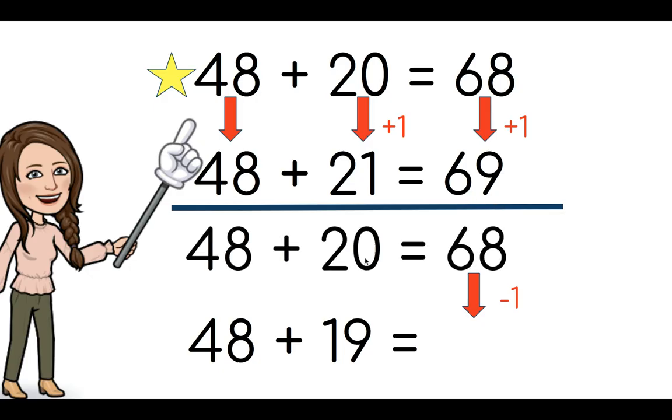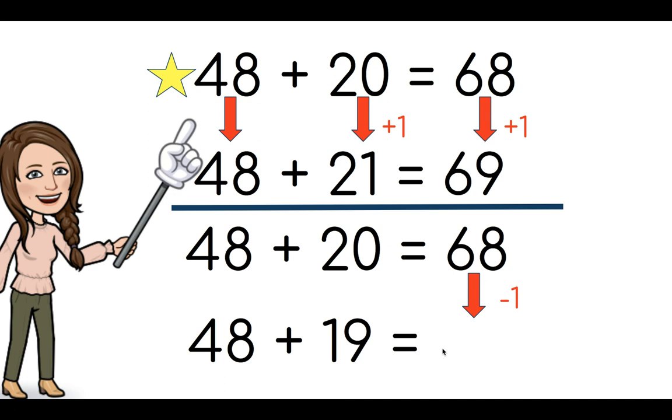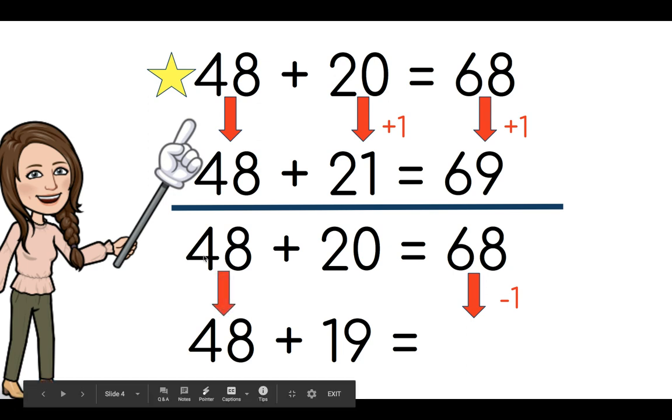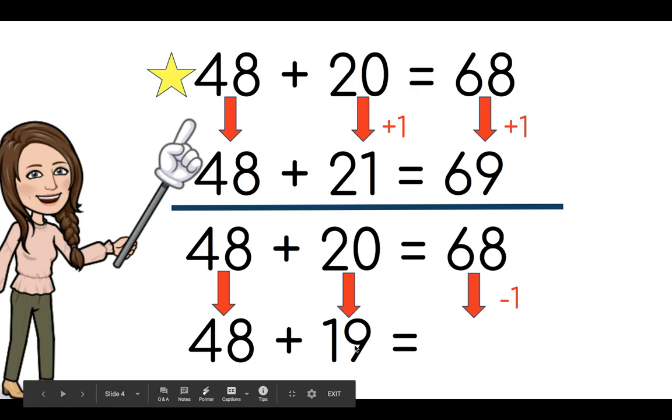We can use this same equation to help us solve the more challenging math equation that we had on the last slide. Let's compare again. The equation 48 plus 20 equals 68 is the same at the beginning as 48 plus 19. Our 48s match up. Let's look to the 20. In the top equation, we're using 48 plus 20 equals 68. In our second math equation, it's 48 plus 19. 19 is 1 less than 20.